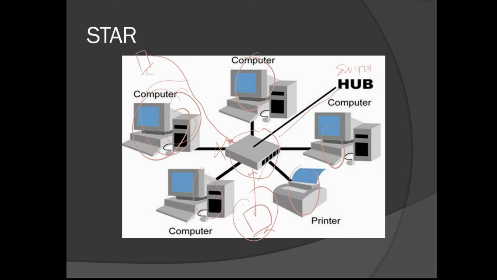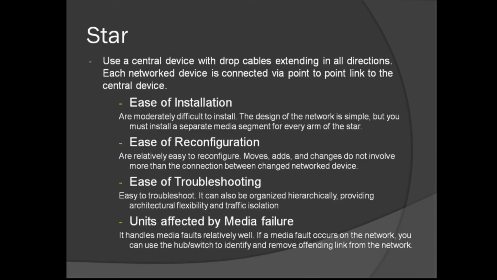Okay? So ang gagawin nyo lang is isolate, whether it's a backbone or a segment or a node, just isolate the cable, then detect if that is the portion which affects the network. If that is the one causing the problem, whether it's the backbone or the segment or the node, mas madaling isolation on star topology. Okay, units affected by media failure: it handles media faults relatively well.